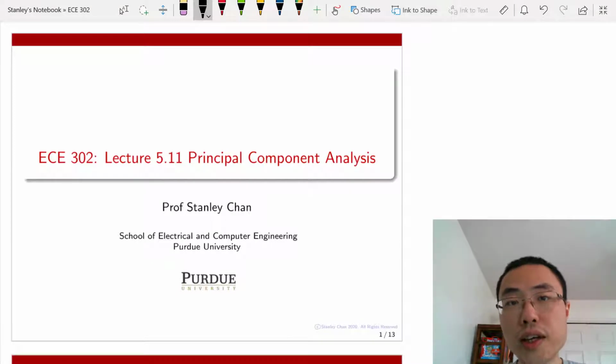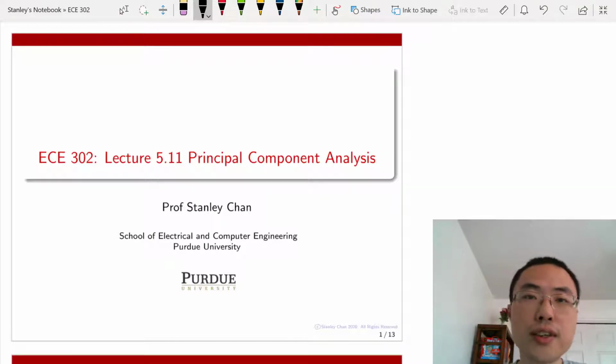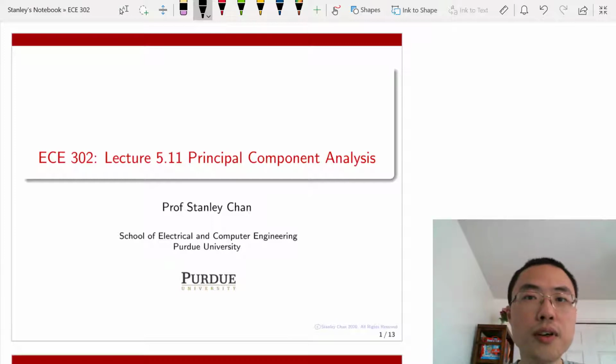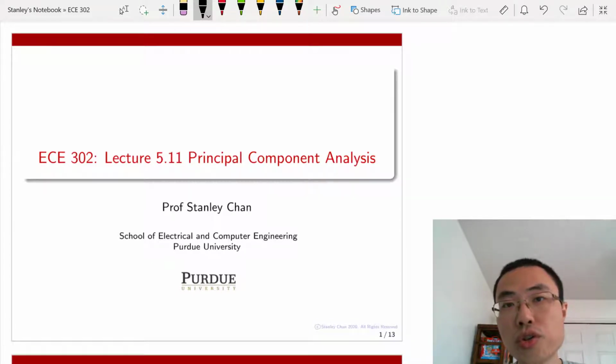I'm Professor Stanley Chan. In the previous lectures, we talked about random vectors, and we talked about the joint distributions in high-dimensional space. Two things that we have been paying a lot of attention to. One is the mean vector, the other one is the covariance matrix. And we talk about a very special type of high-dimensional distribution, which is the Gaussian distribution in high-dimensional space. We drew a lot of pictures to understand the shape of the Gaussian distribution.